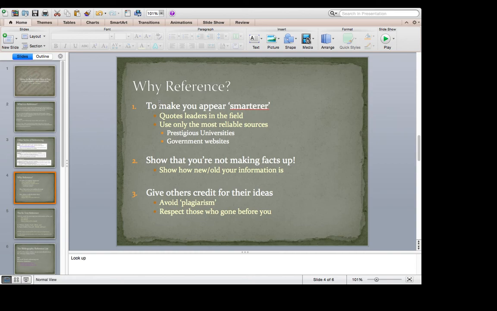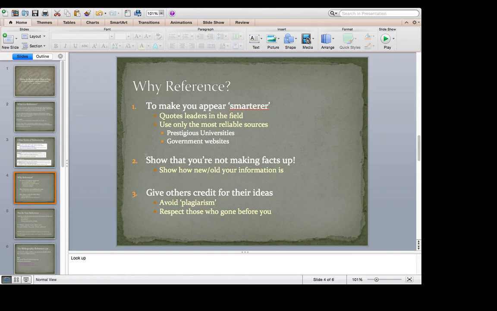So why do we reference? Well, if you reference, it makes you appear smarter. I should say more intelligent. And the way you do that is you quote leaders in the field. So if you can quote a leading university professor, maybe a doctor, maybe an author of a famous book, it makes what you're saying very valid, very interesting. It also shows, if you're referencing well, that you've used reliable sources. You're not just using Wikipedia or How Stuff Works, but you're using maybe a government website or an education website, .edu, .gov, from a prestigious university or government website.